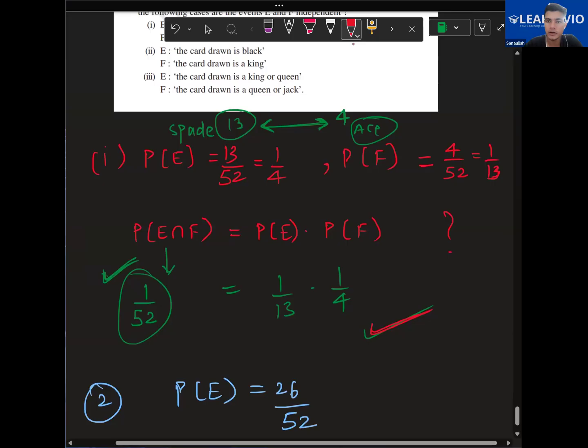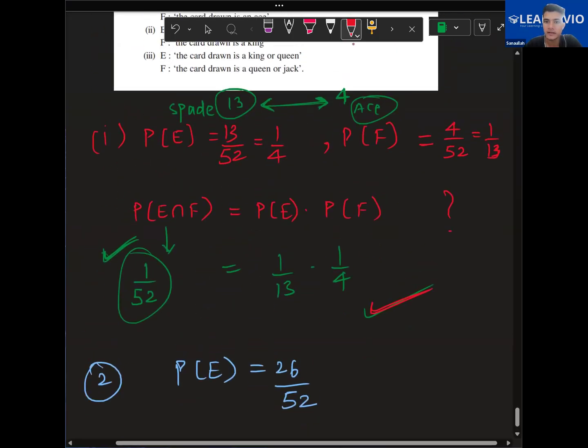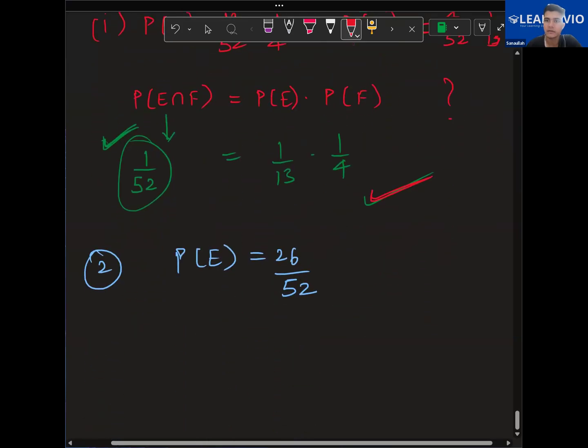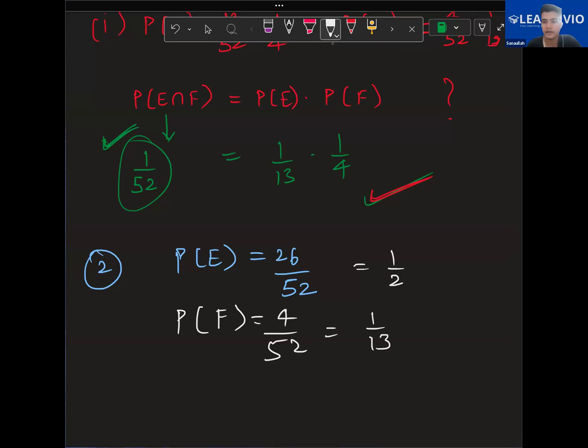So similarly, we have 26 black cards, and in the second F step, we have drawn a king. So similarly, we have a king. King कितना होगा? 4 होगा, out of 52. This is 1/2 and this is 1/13. So इसको मल्टीप्लाइंग करोगे तो 1/26 आएगा. So this is not equal to 1/13, so that is not independent.